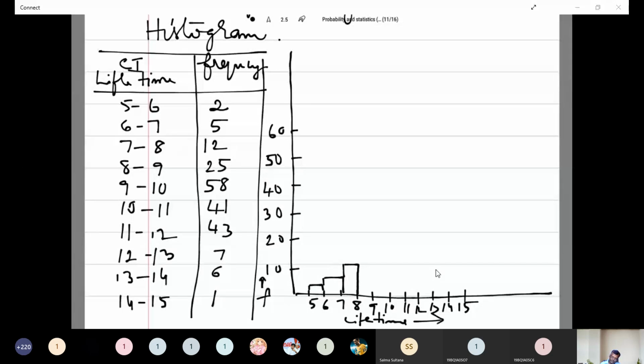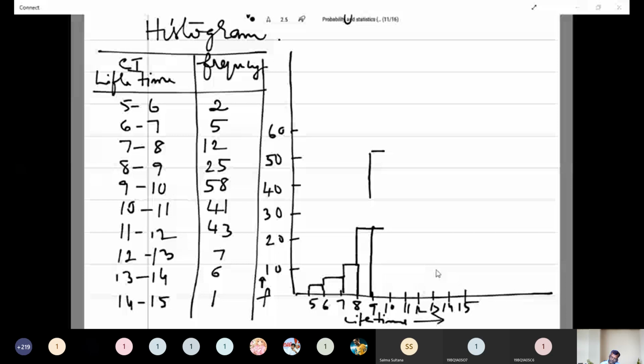Between 8 and 9, 25. Nine and 10, 58. Next, 10, 11, 41. 11, 12, 43. 12, 13, 7. 13, 14, 6. 14, 15, 1. This is the histogram.